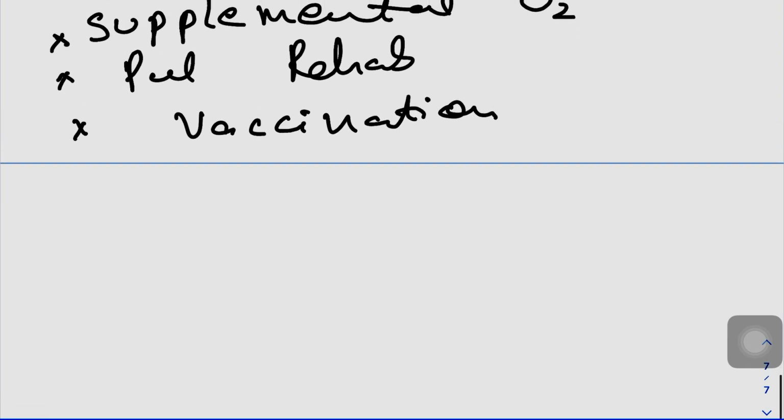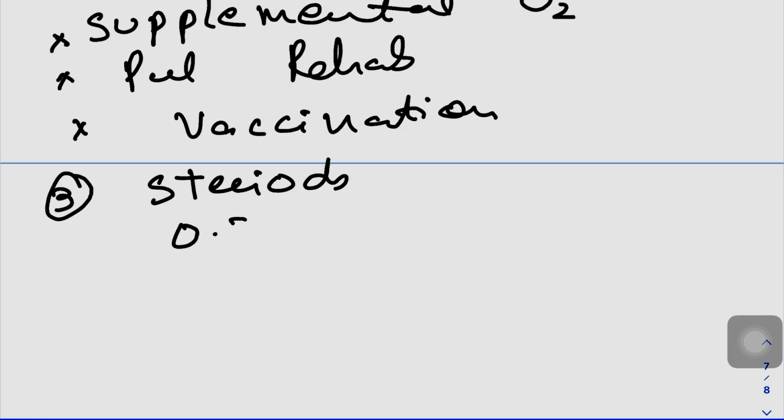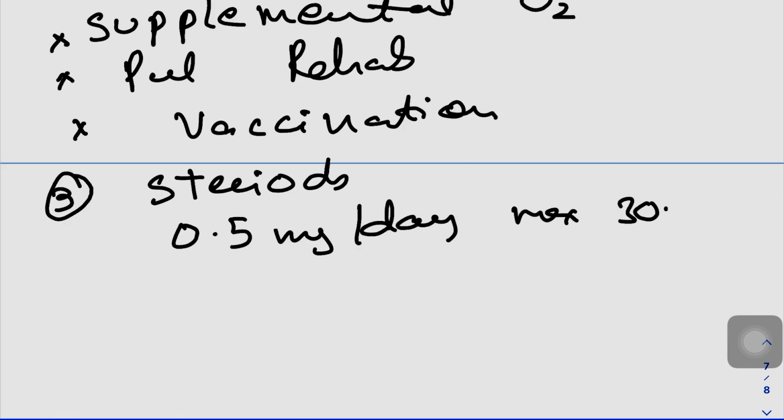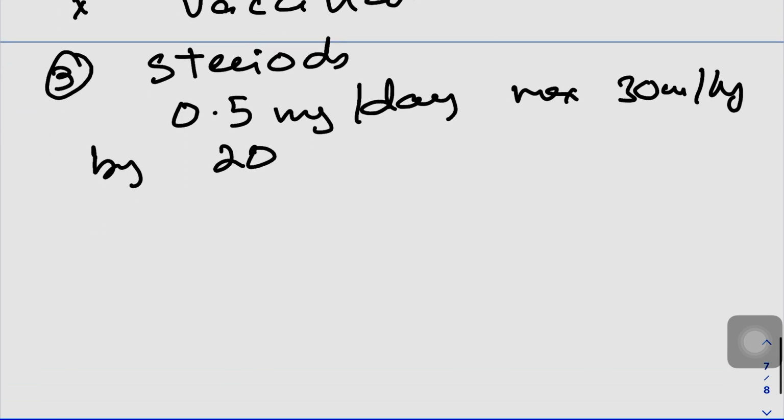If despite all this patient is not improving, it's not been confirmed, but there are certain trials for steroids. You can start with 0.5 milligrams per kg per day, maximum of 30 milligrams, then followed by 20 and tapering it over quite a period of time. And rarely immunosuppressive therapy has been tried, but it's on trial basis.